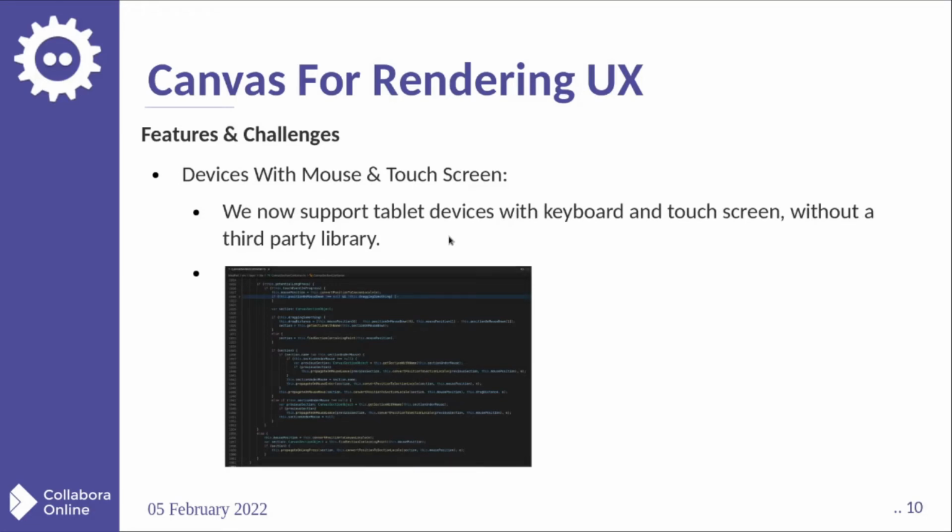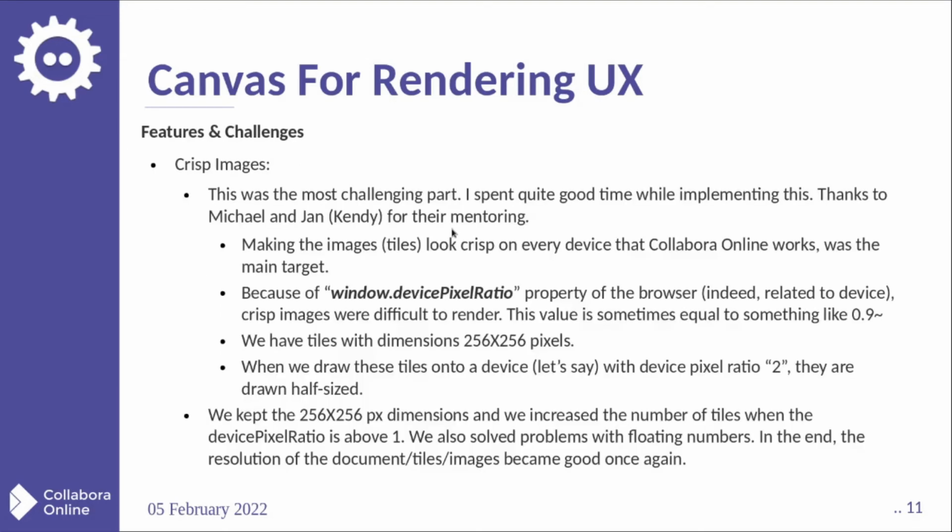This is an image from our implementation. Crisp images. This was the most challenging part. I spent quite a good amount of time implementing this, and thanks to Michael and Candy for their mentoring. Making the images look crisp on every device that Collabora Online works on was the main target of this library in the first place. Because of the window device pixel ratio property of the browser, which is a relatively new property, crisp images were difficult to render. This value is sometimes equal to something like 0.9 or so.